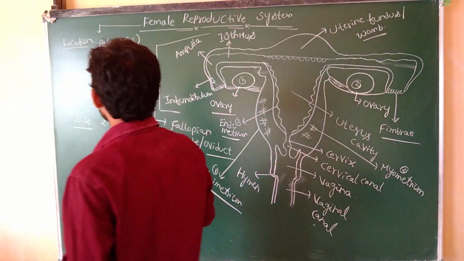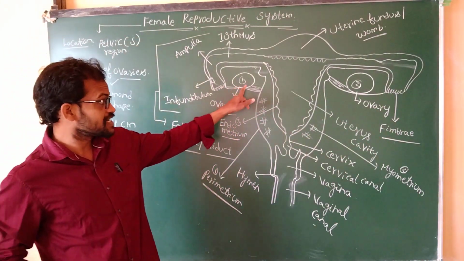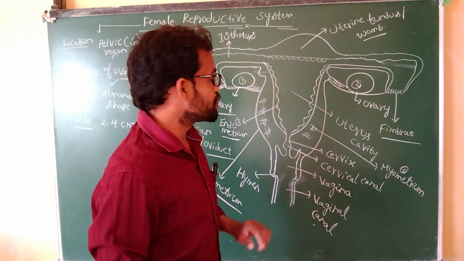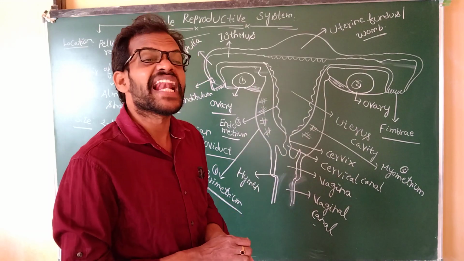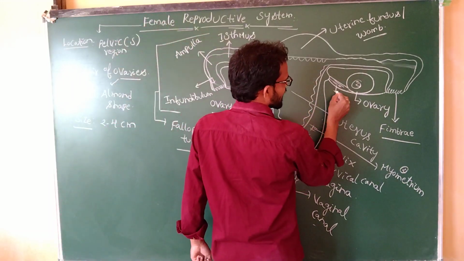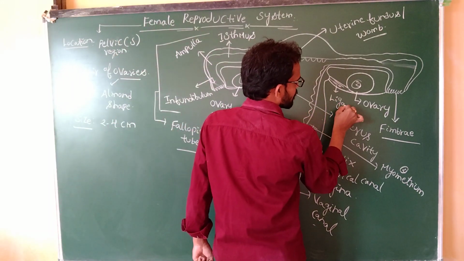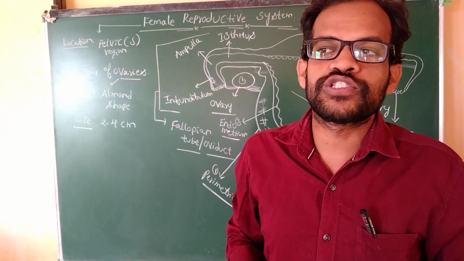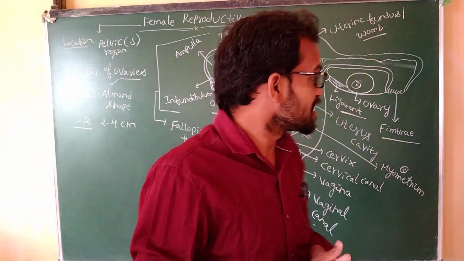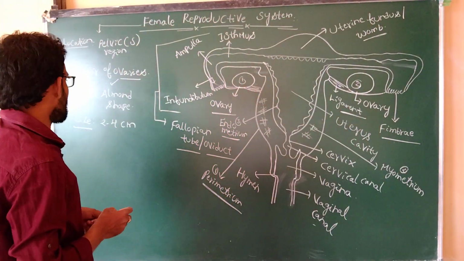How many pairs of ovaries? One pair of ovaries. One is located on the right side, one on the left side. These ovaries are attached to the uterus with the help of a ligament. The ligament that attaches the ovaries to the uterus is known as the uterine ligament.